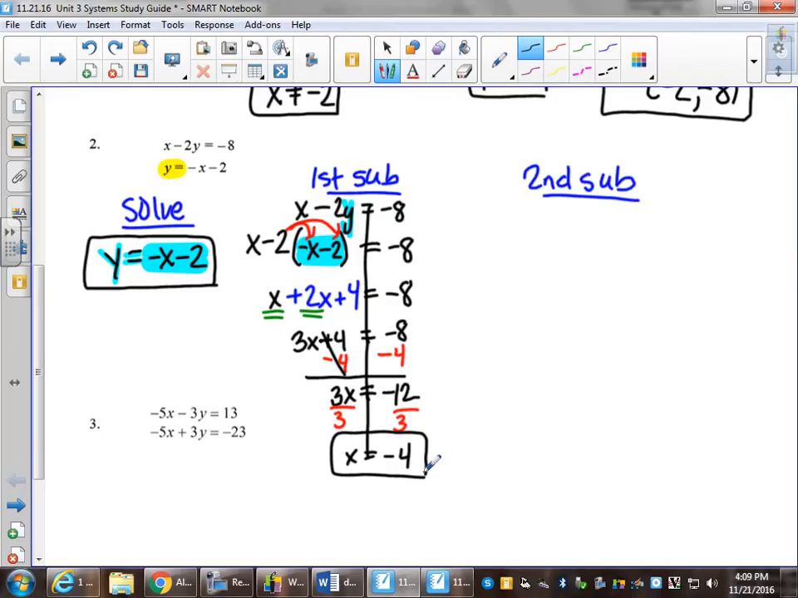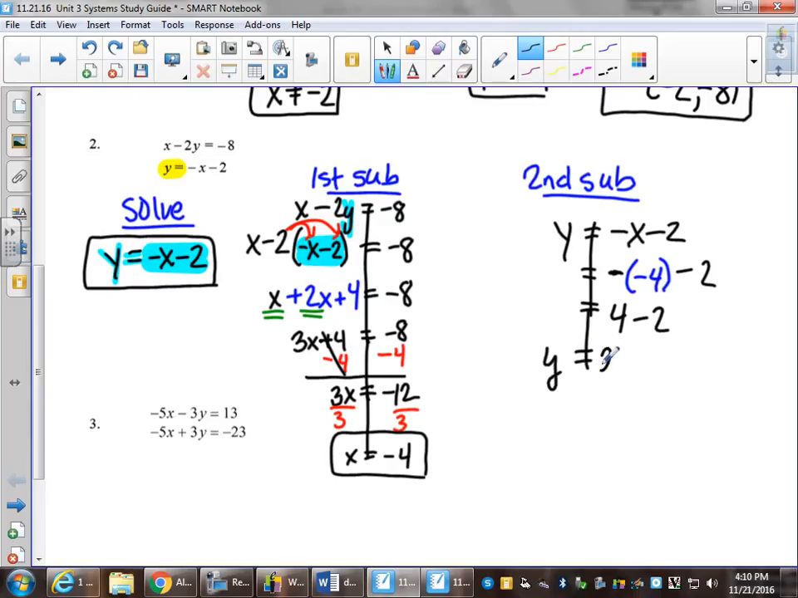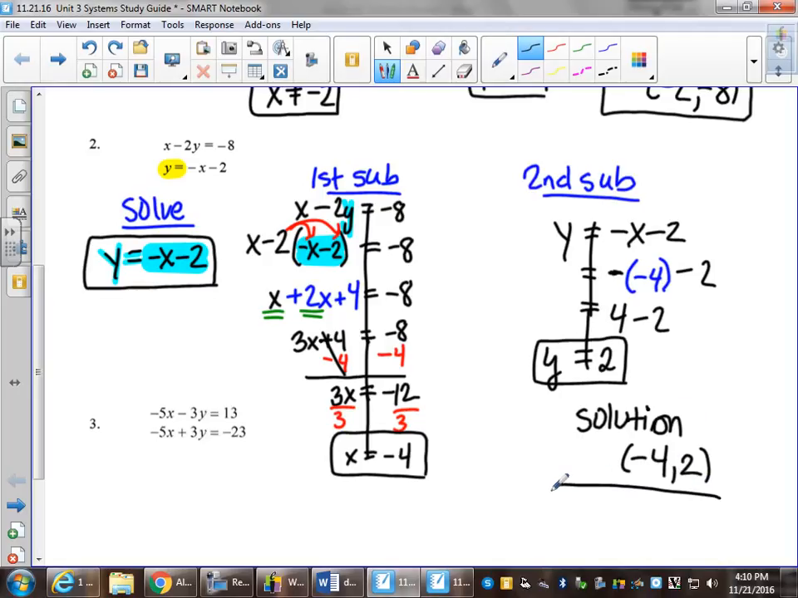We've got x, we need y. Over here, we already had this equation that says y equals, so let's use it. Y equals negative x minus 2. Be careful with parentheses. We're going to have negative, and then in parentheses, we're substituting in negative 4 minus 2. Negative, negative becomes a positive. Subtracting 2, we get y equals 2. So our solution here is negative 4, comma 2.